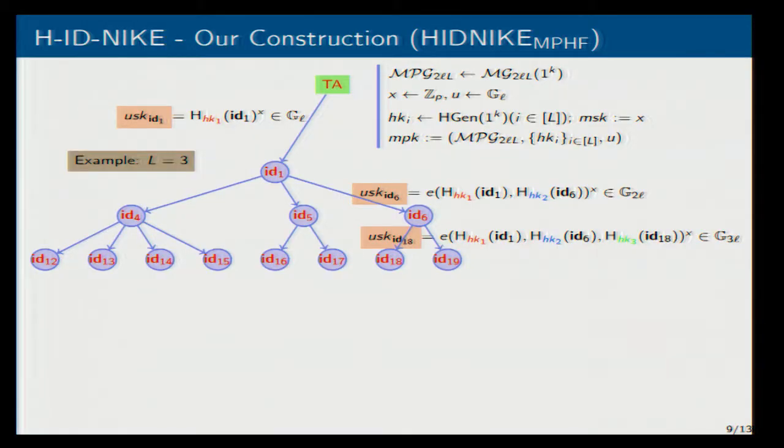And in general, inside the multilinear map, we are going to use the hash of the identity along with the hash of all the ancestors of the identity in order to compute the private key. And of course, we have a proper delegation algorithm so that any user can use its private key in order to generate private keys for all its children.